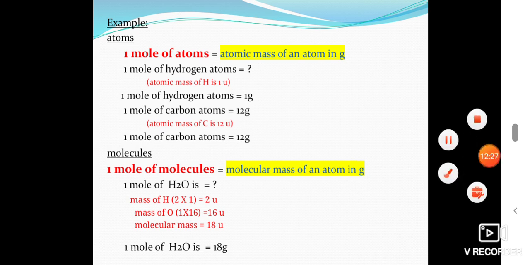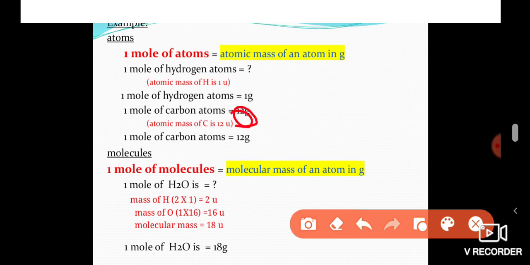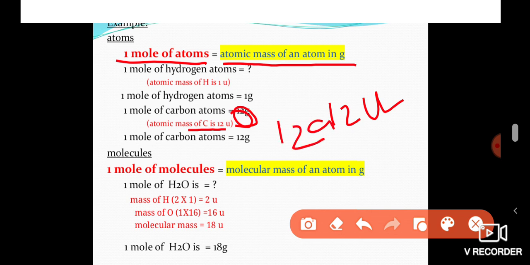And next, like that, 1 mole of carbon atoms contains how many grams of substance? We know that the atomic mass of carbon is 12 U, isn't it? We know that 1 mole of atoms is equal to the atomic mass in grams. So we mention 12 grams.